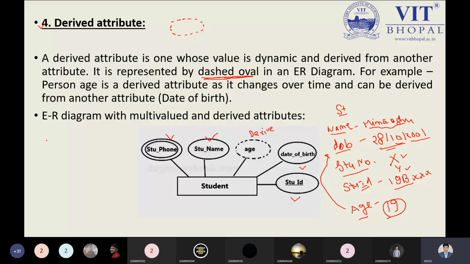You are getting your age from your date of birth. Age depends on date of birth. That's why age is a derived attribute.